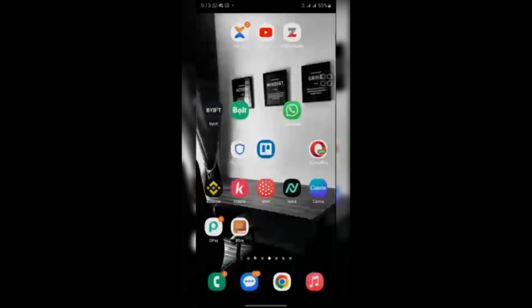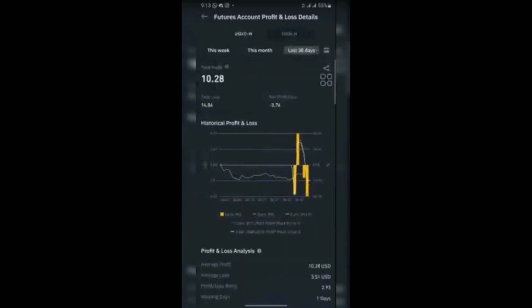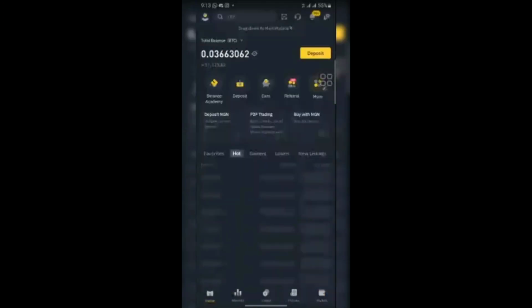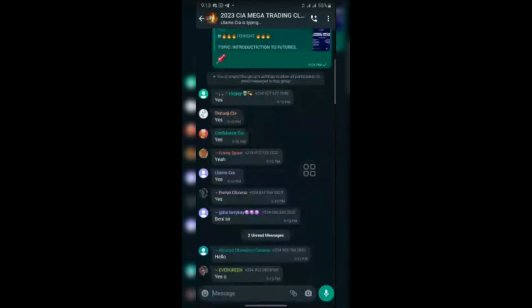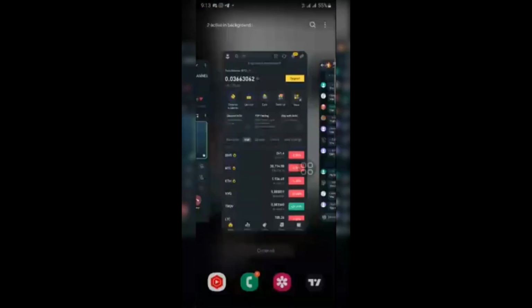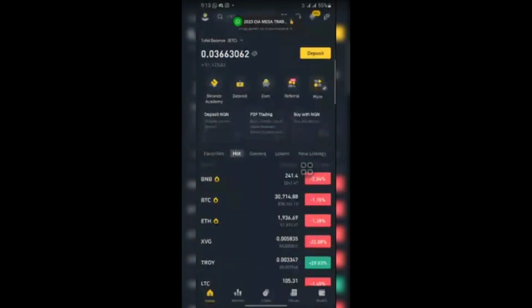This is Binance. Once you open your Binance, this is what it will display for you. Under the Binance, can you guys see my cursor? Let me see your response. Can you see my cursor? Okay, nice.